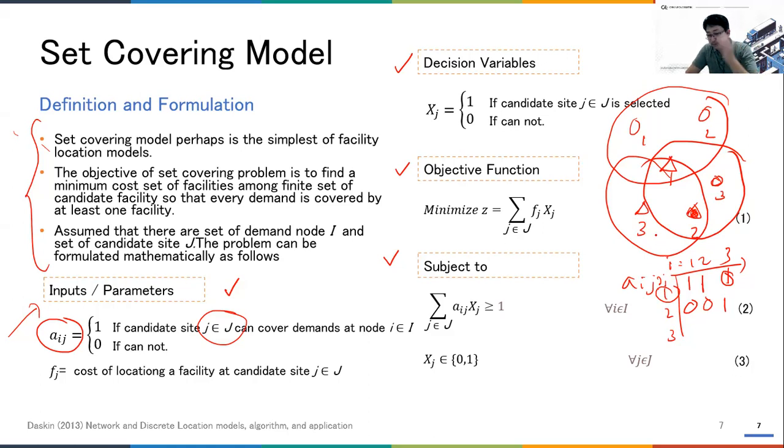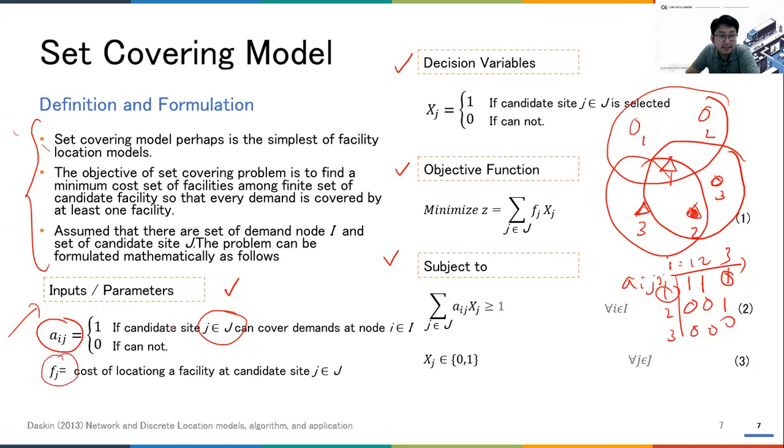Okay, sorry for the delay. So this is the definition of covering. 0 means not covered, 1 means being covered. And then facility number 3 here, what will you cover? Basically none. So it's 0, 0, 0, right? So this will be the definition of covering.